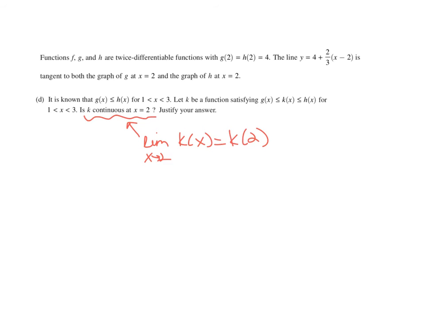So the first thing that we know is that k is between g and h. So let's first talk about g and h. They told us that g and h and f are twice differentiable, and they also told us that g of 2 and h of 2 are both equal to 4. So that is going to help us out. First of all, if we know that g and h are continuous, we know that that thing that we just said about the limit for k is also true for those.